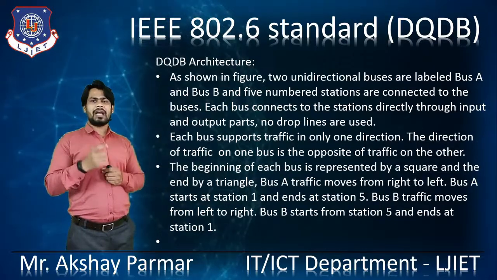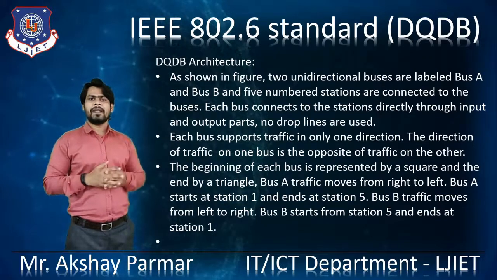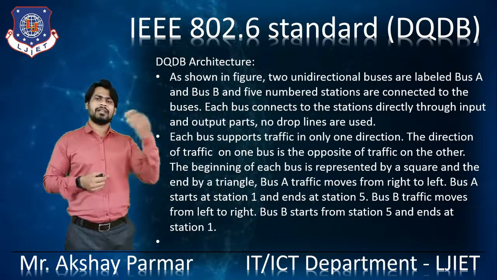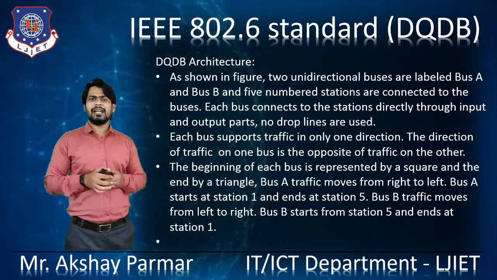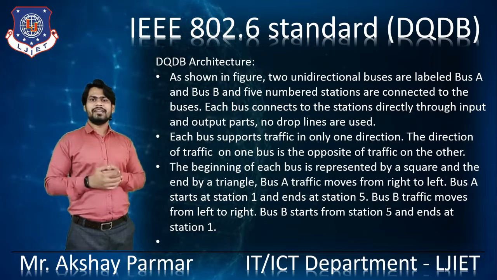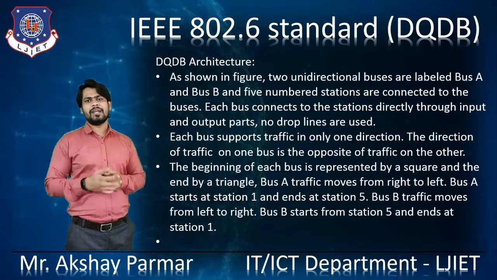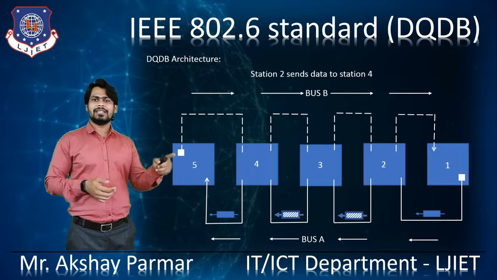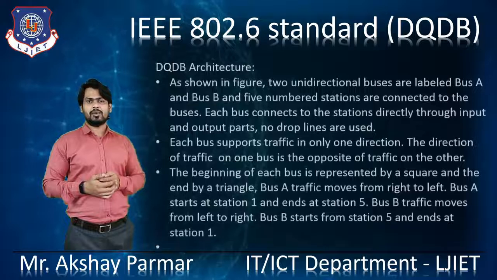The direction of the traffic on one bus is opposite to the traffic of the other, right? If bus B is transferring the data from the right hand side, bus A is transferring the data to the left hand side, so they are in opposite directions. The beginning of each bus is represented by a square and the end by a triangle. So that's about the architecture of DQDB.